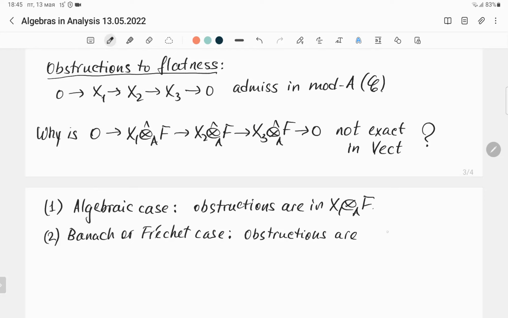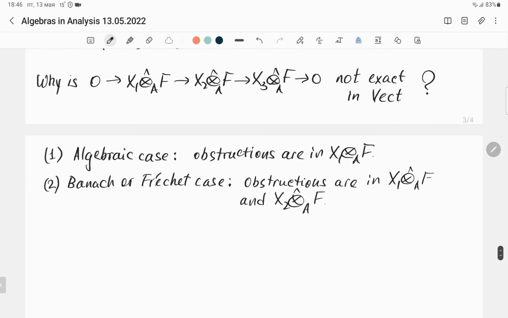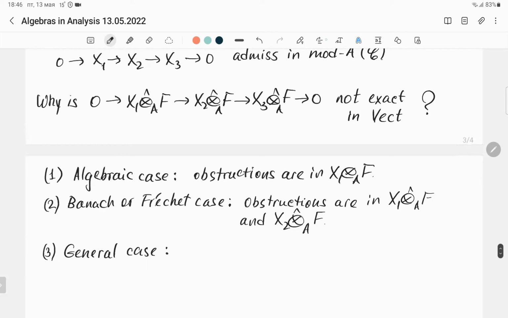Obstructions are here and here. Well, let's now look at the general case of arbitrary topological modules. In the general case, this sequence is not exact here, is not exact here, and is not exact here. And we see that in some sense, the obstructions are everywhere.